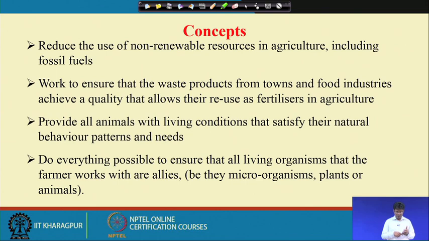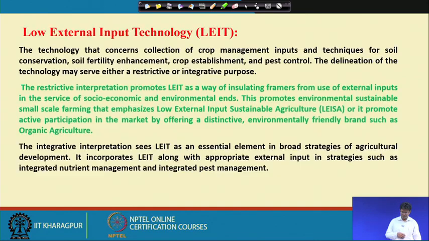So they are the components of organic farming in the vicious circle. There should be proper harmony between all the components, all the living organisms. Now if you go for organic farming, the concept came that we want to avoid the use of off-farm inputs. So we want to use in-farm, on-farm inputs, and that is called low external input technology.